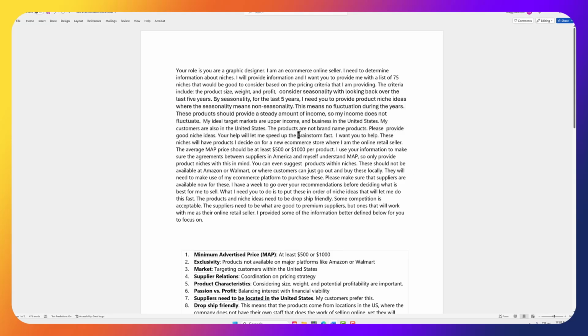My ideal target markets are the upper income, middle income basically, and businesses in the United States. My customers are also in the United States. I say that down there, but I reinforce it here. The products are not brand name specific. Okay, by that, if you think of pool tables, there's Brunswick and then there's everything else. So that's why I put this in here, because we don't want any brand name, because they're not going to be drop shipped and they're going to have their own people. So if anything, they're not going to let us order from them.